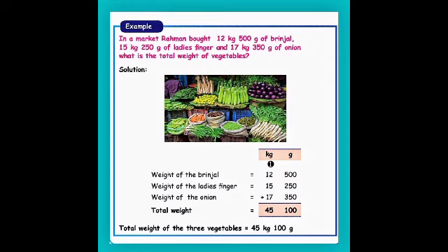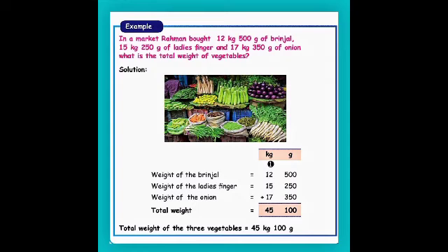First, we want to write what the given units are. What are the given units? Kg and gram. We'll write that first in the first line. On the next line, we should write first what vegetable is given: brinjal. So weight of the brinjal is 12 kg 500 grams.